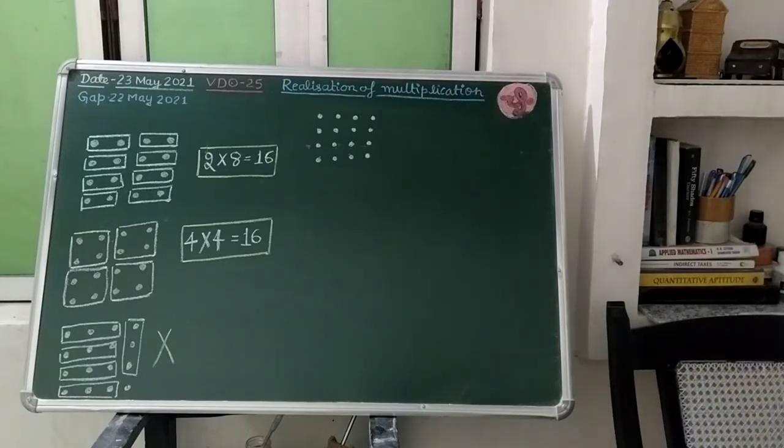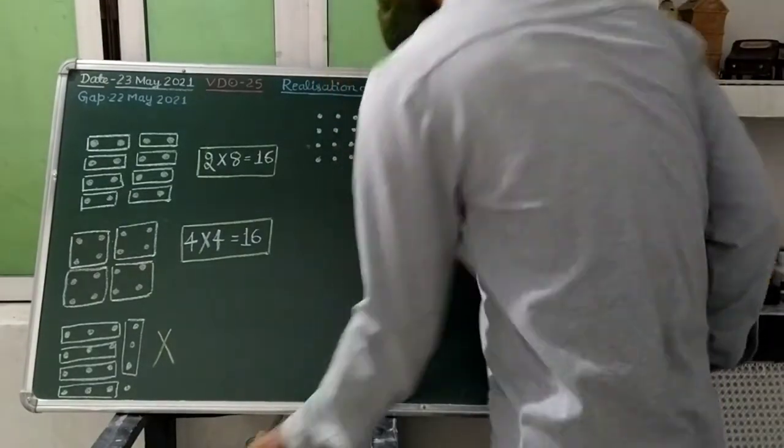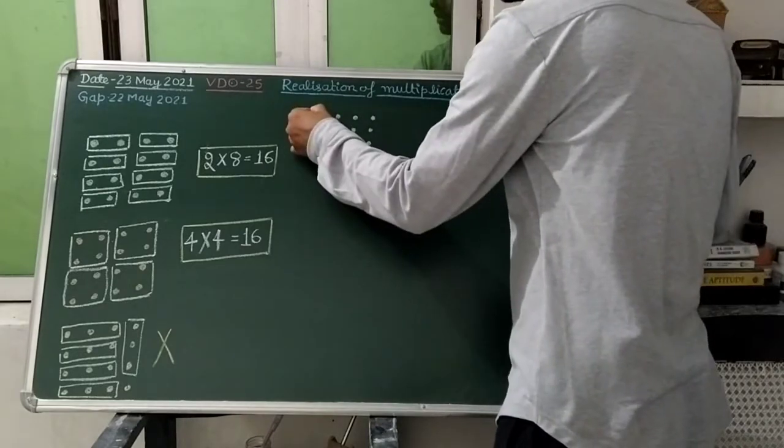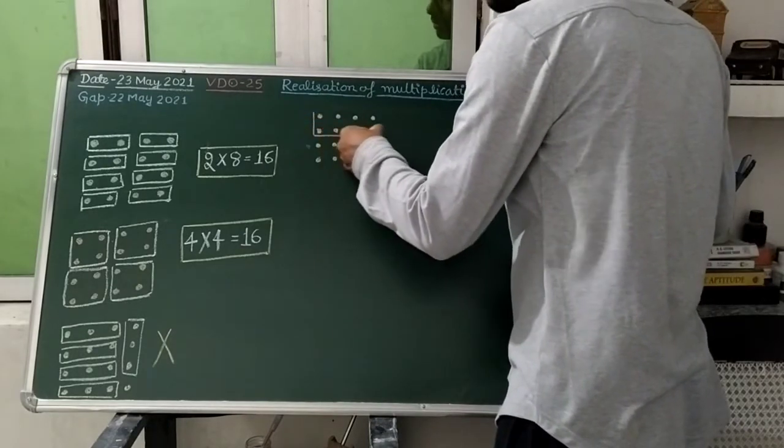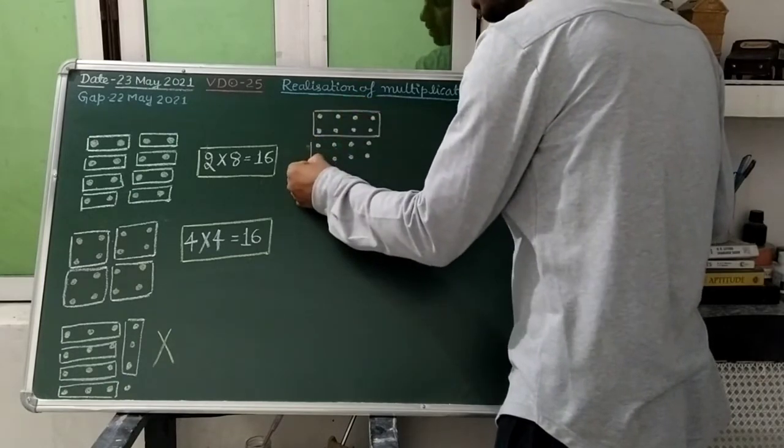Don't go to bed, students. Try to observe it in terms of multiplication. So once again, if you observe it, students, what can you do? You can group this in 8 dots. Isn't it, students? You can group this in 8 dots as well.